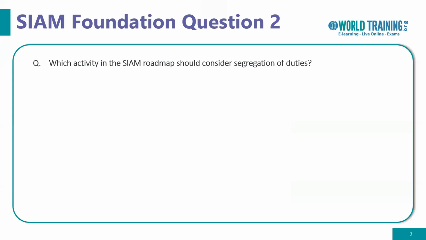Which activity in SIAM roadmap should consider segregation of duty? When we are talking about segregation of duty, it is nothing but you have a defined or established RASI, and this RASI is not conflicting with each other's organization, not conflicting with each other's role. So we have to look at that kind of activity. Let's look at the examples.